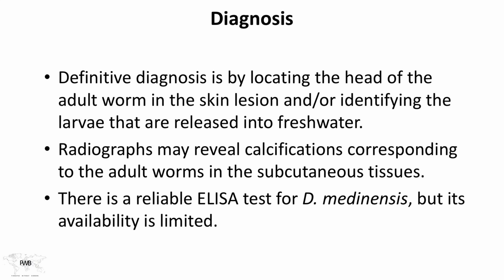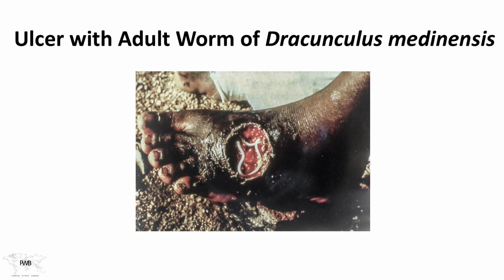Because while the guinea worm is alive, it actually has the ability to suppress the immune system. This is going to be important when we get to the treatment. There is serology. There's a reliable ELISA test, but this isn't something that is used widely. Here's a photo of an ulcer, and you can see the worm in this ulcer. It's an adult worm. And this was a large, tense blister that just ruptured.